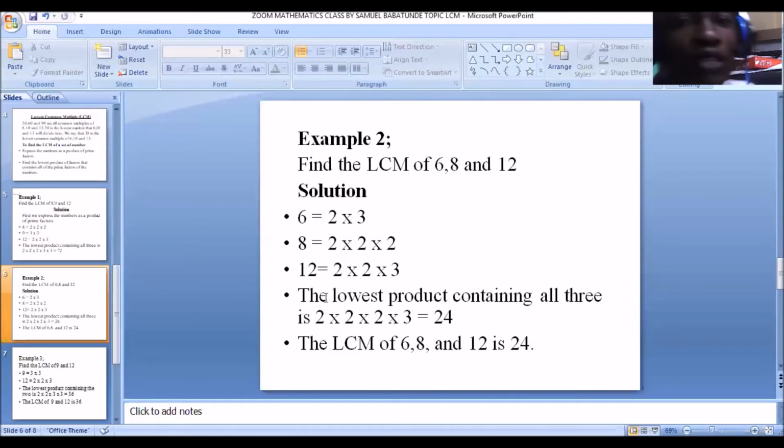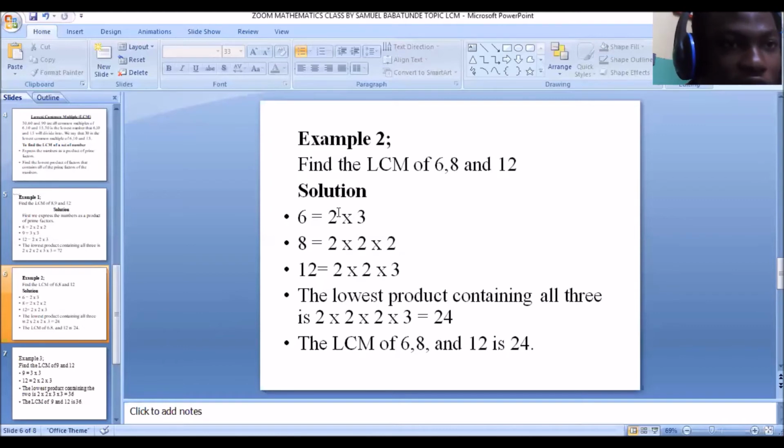Now we've successfully expressed these numbers as a product of their prime factors. The next thing now is to pick the lowest product containing all the prime factors of these 3 numbers. Now we're going to pick these 2. You see, this 2 is common in all of them, so we'll pick this 2. We'll pick this 2 also, and we'll pick this 2.